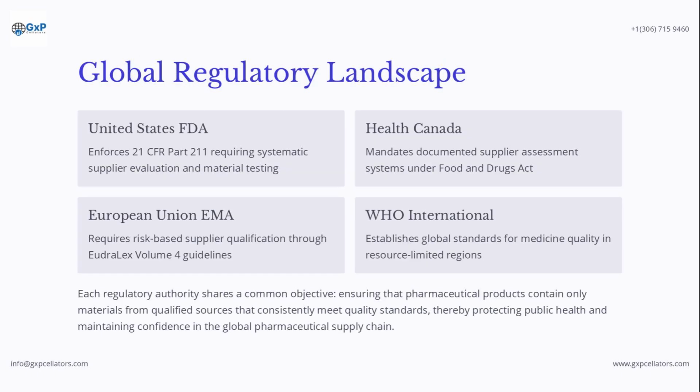Various global regulatory bodies, including the FDA, Health Canada, EMA, and WHO, enforce standards to ensure pharmaceutical products meet quality requirements. These regulations protect public health and maintain confidence in the global supply chain.